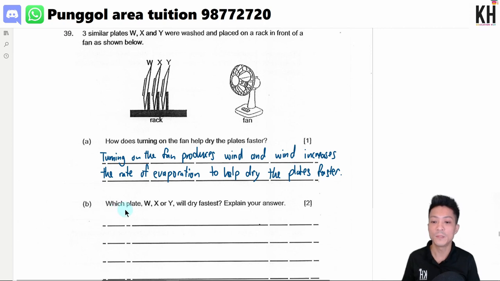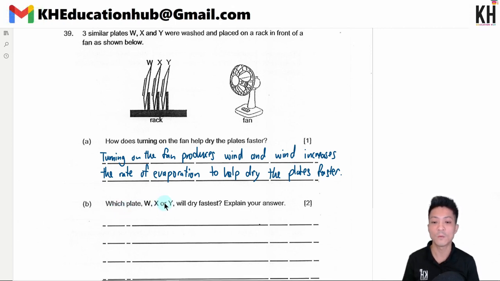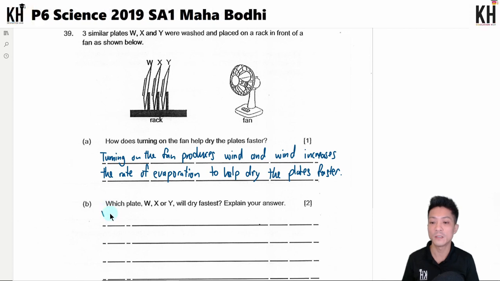Okay, part B, which plate W, X, or Y will dry faster? Explain your answer. So in this case, the plate Y will dry faster.